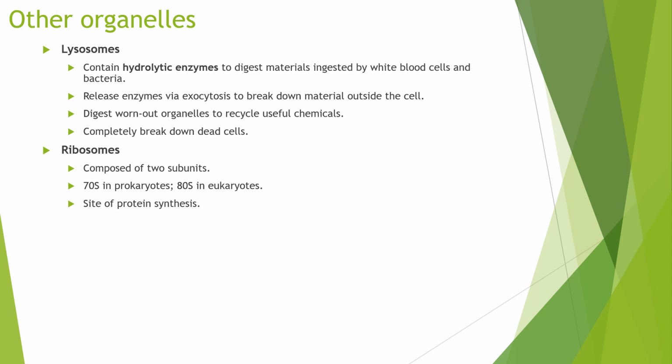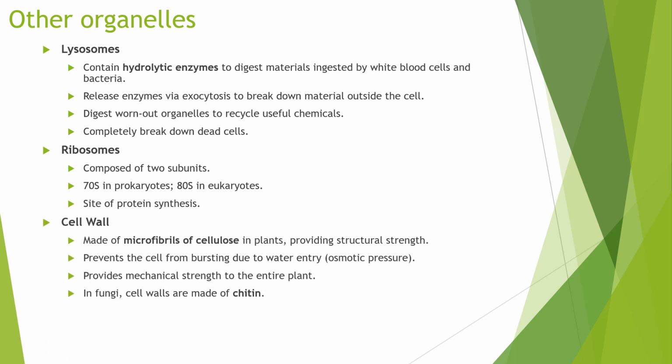Next up, we have ribosomes, the protein factories of the cell. These tiny organelles are made up of two subunits and come in two forms, 70S ribosomes in prokaryotic cells and 80S ribosomes in eukaryotic cells. Ribosomes are the site of protein synthesis, where amino acids are assembled into proteins based on genetic instructions from mRNA.